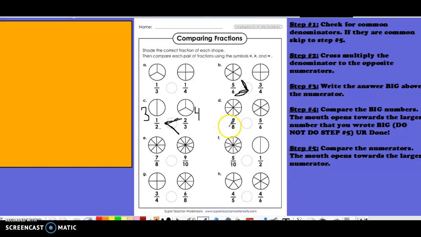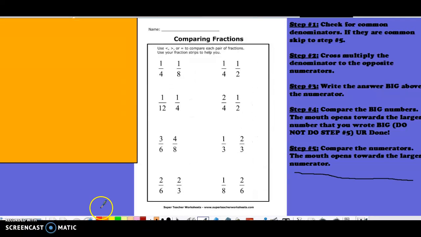5/8 or 5/6, which is larger? Cross multiply 8 times 5, write that number big over here. Cross multiply 6 times 5, write that number large over here, and whichever has the largest number, that's which fraction is the larger of the two fractions. Let's take a look at the other worksheet that you will also be working on, and you can use these as examples. Once again, regardless of if it has a circle, you're still directed to do greater than, less than, or equal to signs. And yes, you can have a fraction that gives you equivalent numbers.